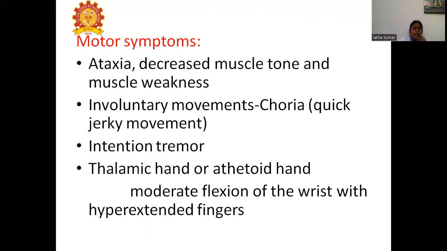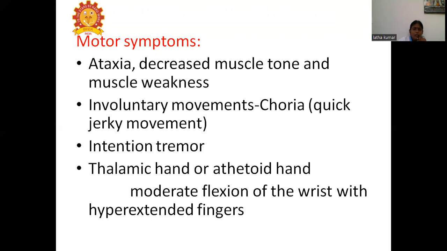And next one is the involuntary movements. These involuntary movements are due to involvement of the fibers coming from the globus pallidus, leading to chorea or athetosis. Next one is the intention tremor. The intention tremor is usually associated with thalamic syndrome. Intention tremor means while doing any work, the patient has tremor.